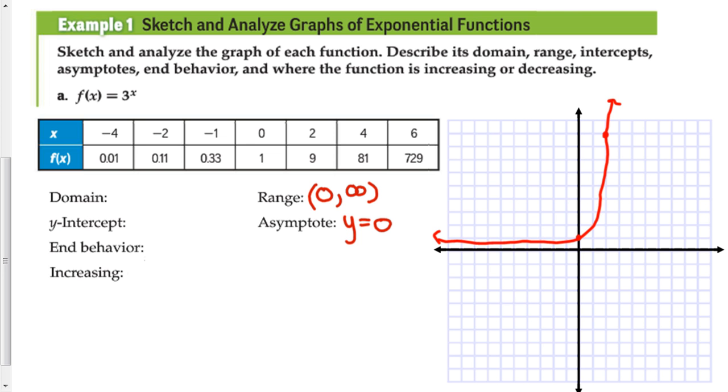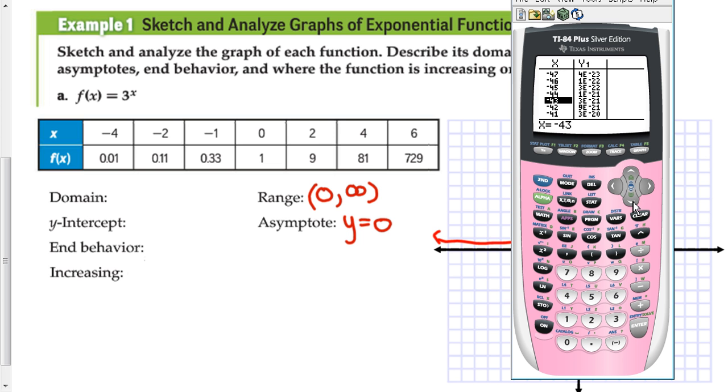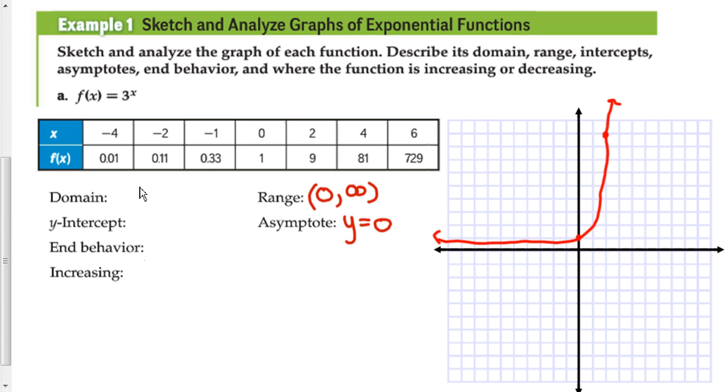Domain. When we plug in x values, you notice it doesn't matter what x value I plug in, I'm always going to get some kind of answer. Because there's no errors, it means my x values are all real numbers. In interval notation, we write -infinity to positive infinity. Go to the graph. Y-intercept. Where does this graph touch the y-axis? Right here at the point 0, 1. So this means my y-intercept is the point 0, 1 or just 1.